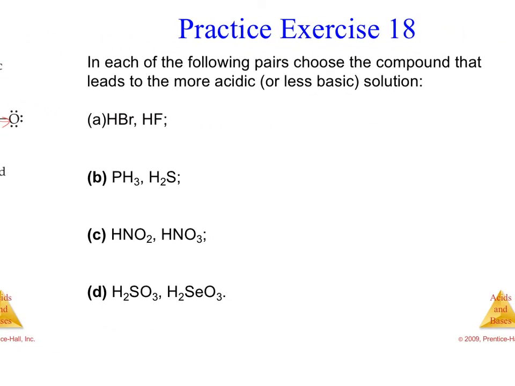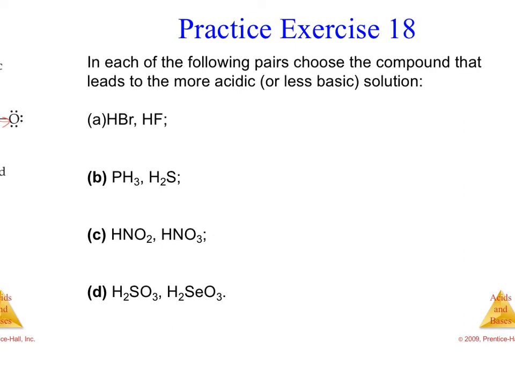So practice exercise 18. In each of the following pairs, choose the compound that leads to the more acidic, less basic solution. So thinking about the trends on the previous slides, go ahead, pause the video, think about your answers, and then hit play, and we'll go over it together. Okay, so thank you for pausing.